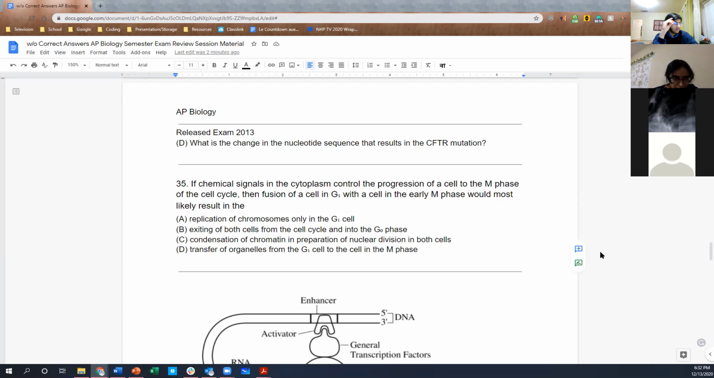Chemical signals in the cytoplasm control this progression. Okay. Fusion of, so for some reason a G1 cell is fusing with a cell in early M phase. So that's like prophase probably. Let's say this G1 cell is fusing with a cell in prophase. What would happen? Would it be the replication of chromosomes only in the G1 cell? It hasn't gone through the synthesis phase yet, so that wouldn't make sense. Exiting of both cells from the cell cycle and into the G0 phase? Maybe, but I don't know. Condensation of chromatin and preparation of nuclear division? That seems like the best answer, I think, because we're in prophase, right?